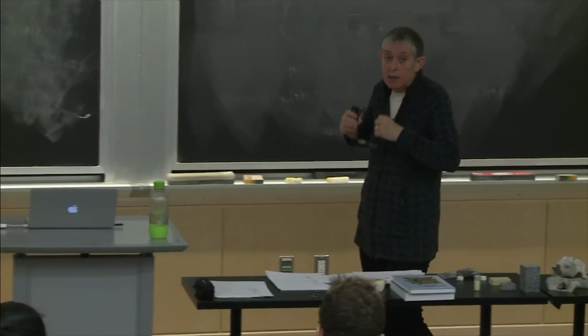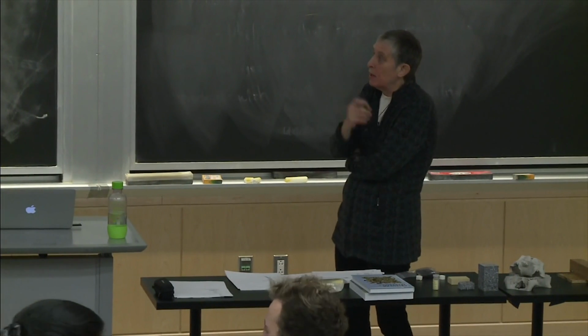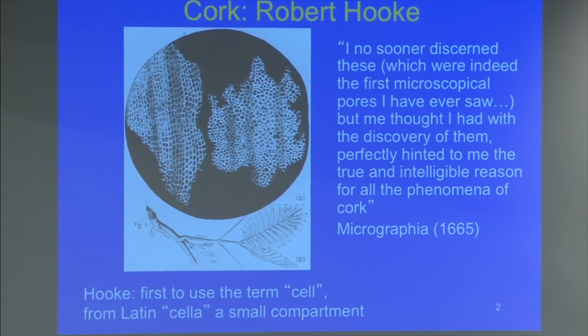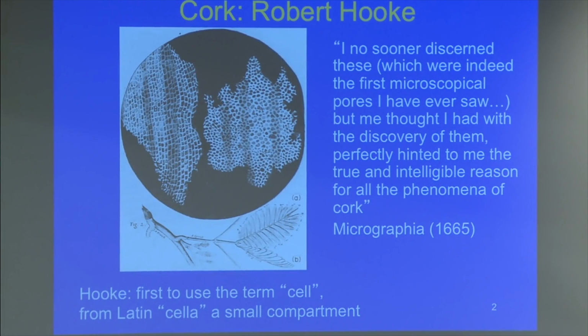So I like these historical things. So this is a picture of Robert Hooke's drawing of cork from his book Micrographia. And he was the first person who used the word cell to describe a biological cell. And it comes from the Latin cella, which means a small compartment. So you can think of the cells as small compartments. That kind of makes sense.